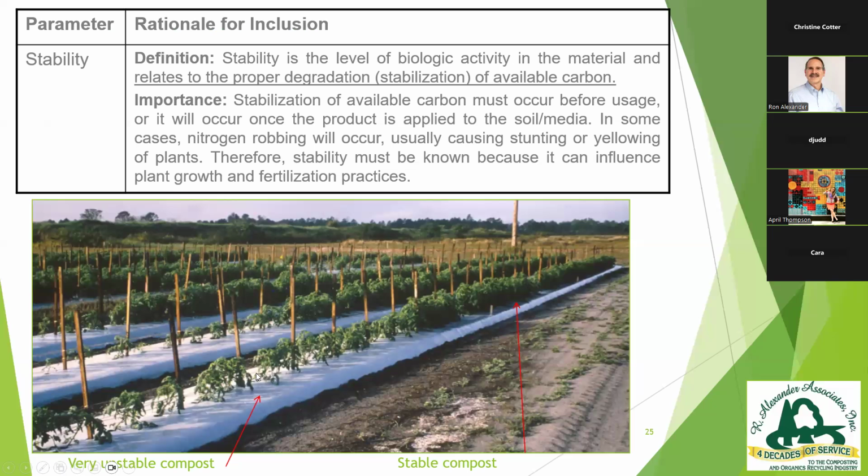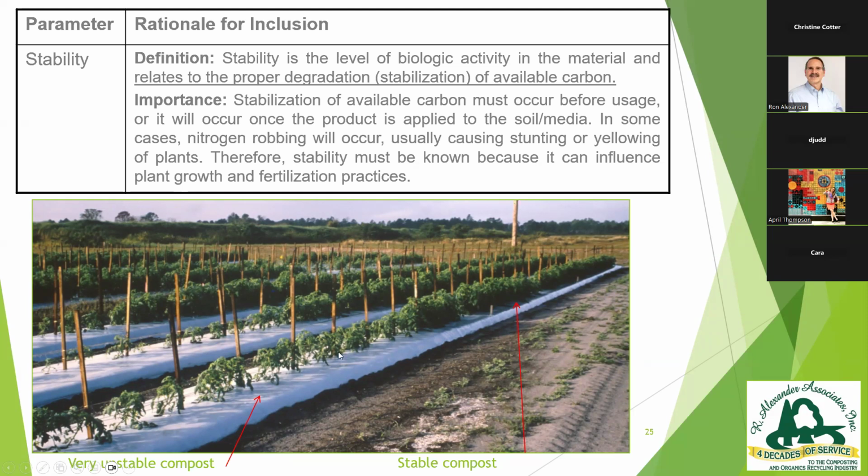And over to the left, this was unstable compost with a really high carbon content. And what happens when you put that in the soil? The microbes are better at getting the nitrogen from the soil and the compost than the plant is. So the microbes take the nitrogen to try to stabilize the carbon and steal it from the plants.